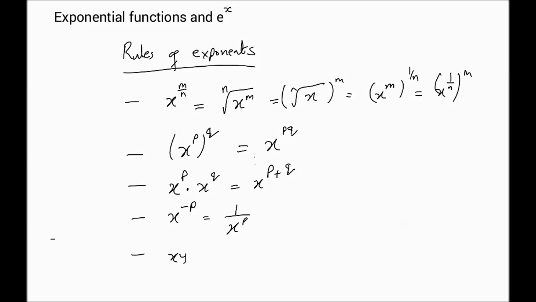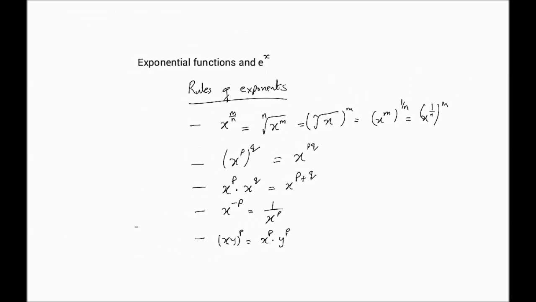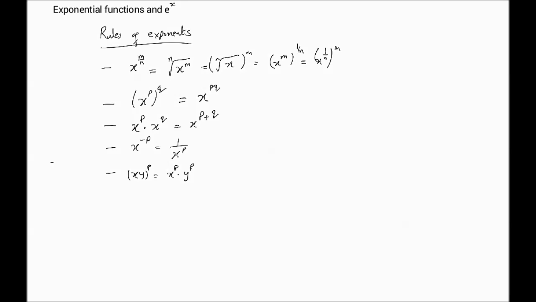If you have a product of two numbers and you raise it to a power, it's the same as x to the p multiplied by y to the p. It means the individuals are raised to the power. In a similar way, you could also have x over y to the power p, and that's equal to x to the p over y to the p, which is equal to x to the p into y to the minus p, if you like. But remember, x and y are not the same base, so you can't say p minus p. Be careful of that. So, a couple of examples.